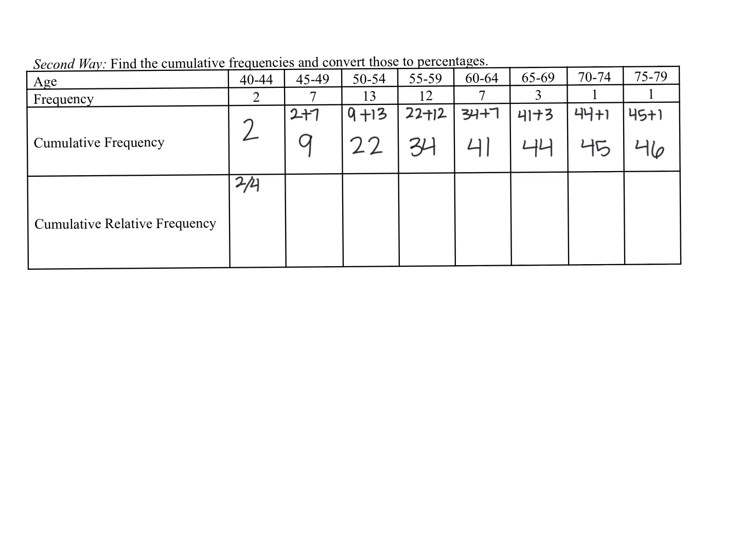So I'm going to do 2 over 46. So the first percentage doesn't ever change. So that's still 4%. And now I'm going to do 9 over 46, which is 20%. 22 over 46, which is 48%. 34 over 46 is 74%.